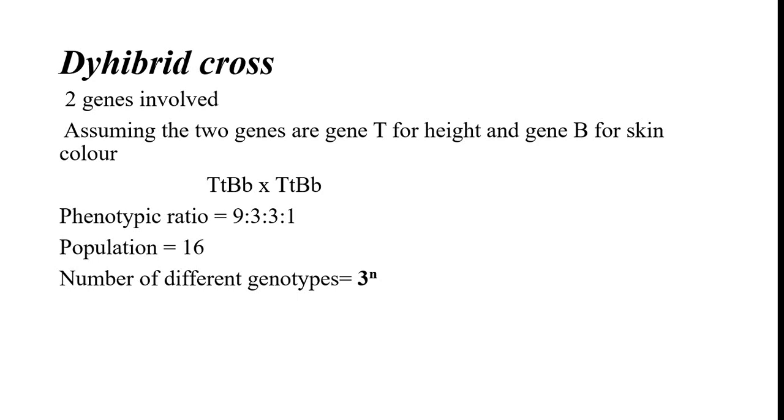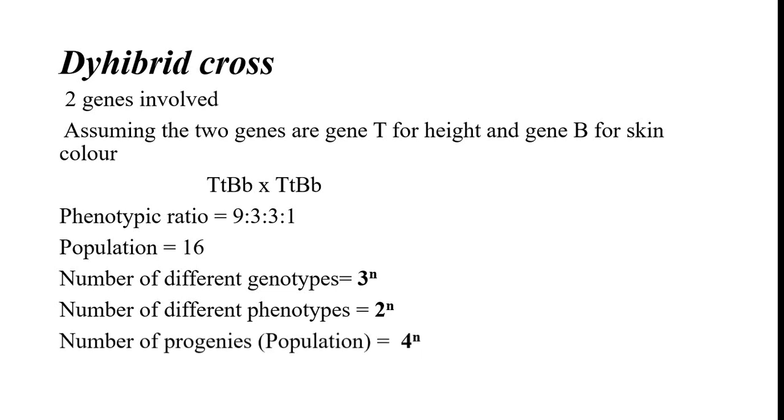So that is that. Then the number of different phenotypes was calculated as 2 to the power n, so 2 to the power 2 is 4. Then the number of progenies, that is the population, is 4 to the power n. So 4 to the power 2 gives us 16 for dihybrid. We could use the same formulas for the monohybrid, and we would see that they give us the same results as we got earlier.